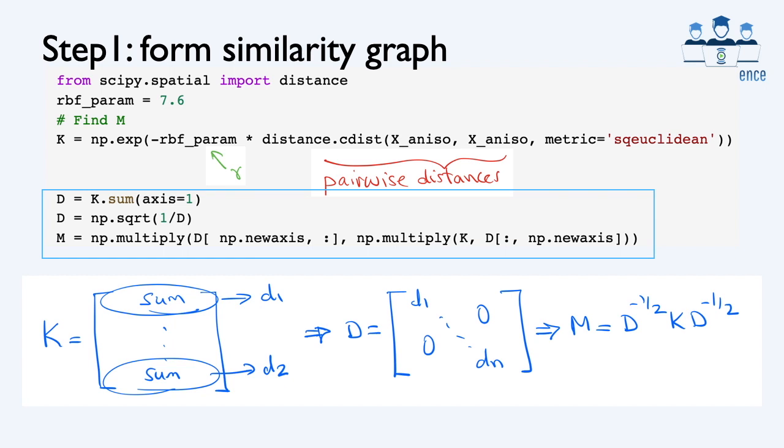And just going back to the previous slide, when you want to do this multiplication, you can use this trick that we have here using np.multiply, and you will find the matrix M, which you can think of as a normalized adjacency matrix. So you find the adjacency matrix K, you plug that into this equation using the sums of rows of the matrix K, and you find the matrix M.